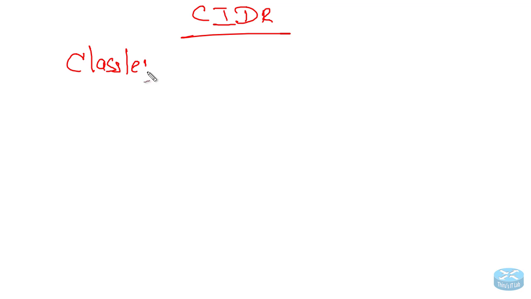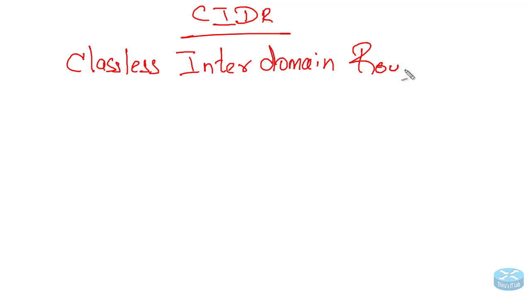So CIDR notation, what is CIDR? CIDR is classless interdomain routing. This was developed to provide more granularity than the legacy addressing.